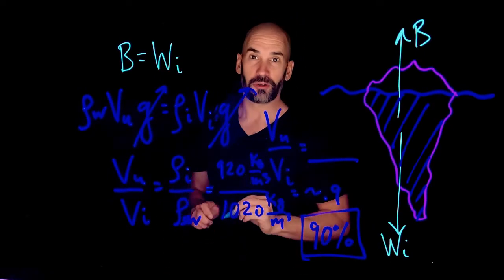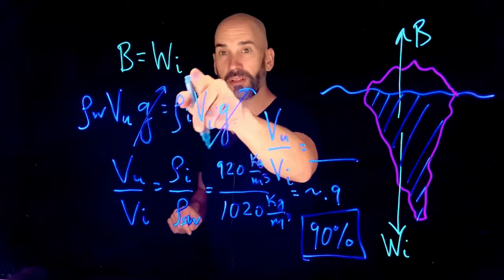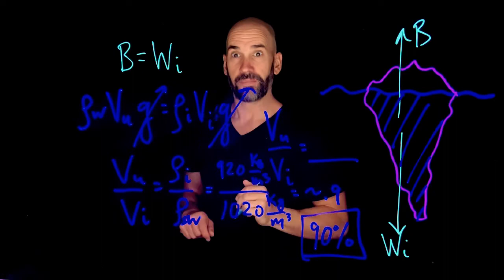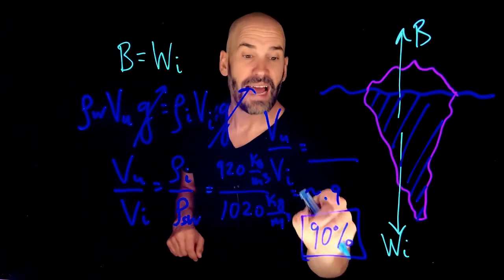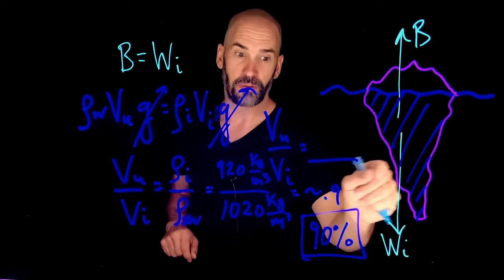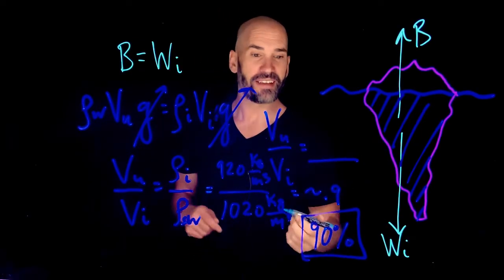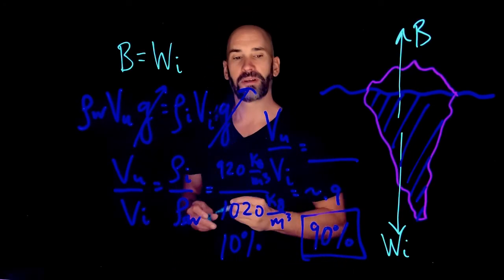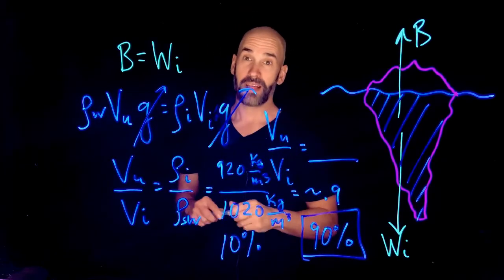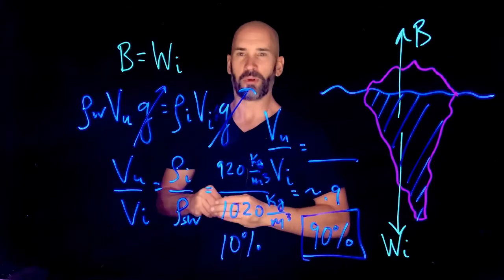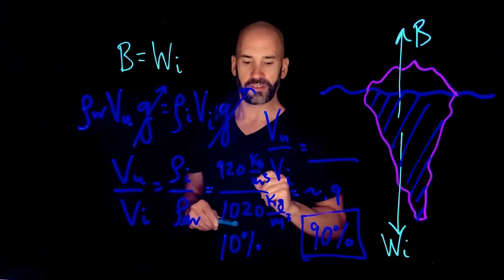So we have just proved, using simple analysis of buoyancy, of Archimedes' principle, right, that 90% of the iceberg is actually underwater. And so when everybody says you only see 10% of the iceberg, 10% is the tip of the iceberg, that is actually pretty accurate. So wow all your friends with this simple mathematical calculation.